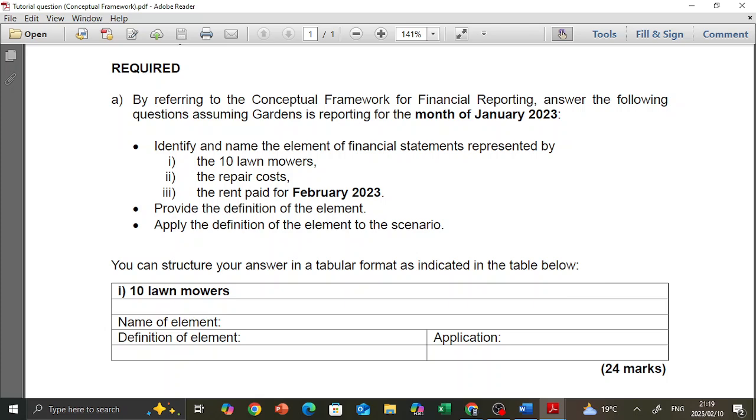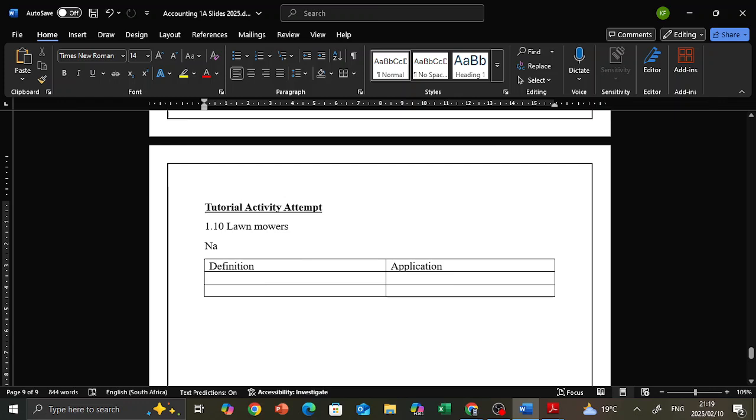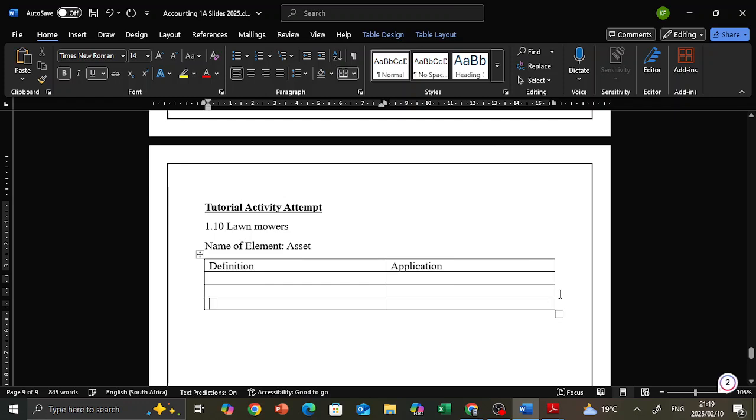Name of element. Asset. Right. Very important now, guys. I need your full focus. You must make sure you master this.